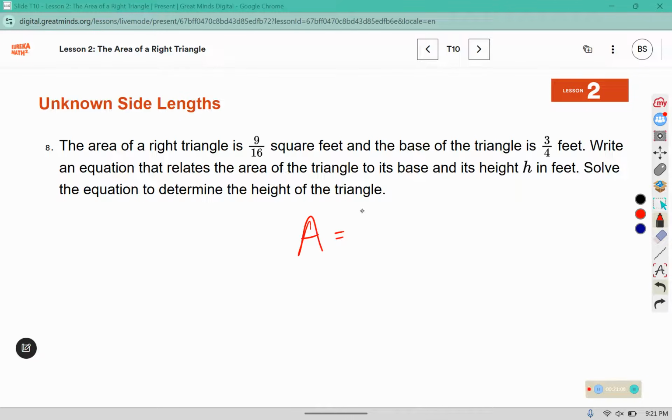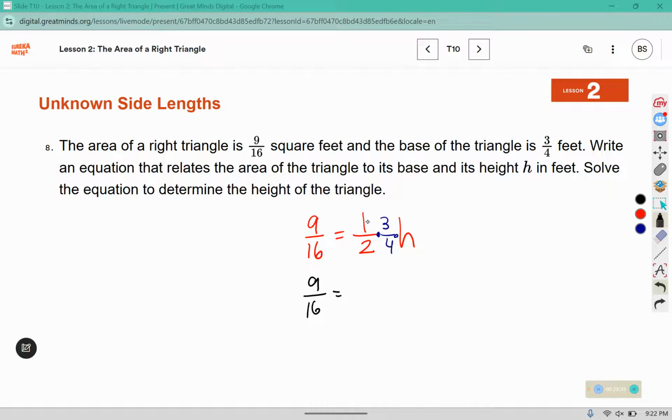Since I have fractions, I'm going to use the 1/2 base times height version here. The area is 9/16, so I replace the A with 9/16. The base is 3/4. This is multiplication happening here and here.